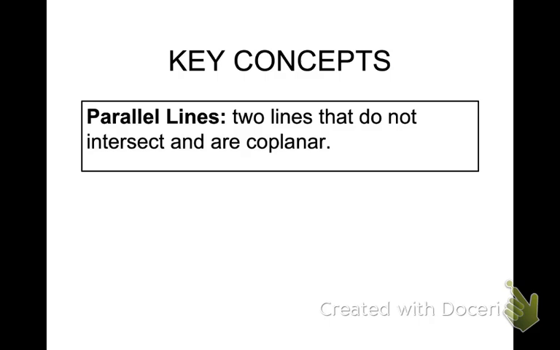Lines. So our definition for parallel lines, please write the following. Parallel lines are two lines that do not intersect. So parallel lines are two lines that do not intersect.